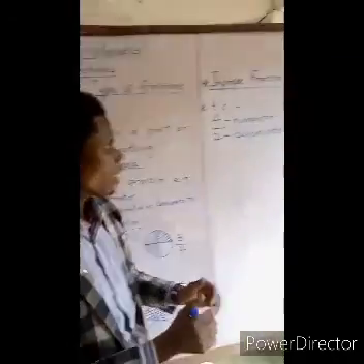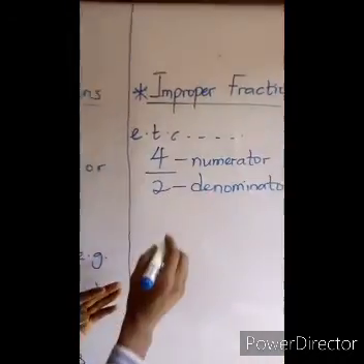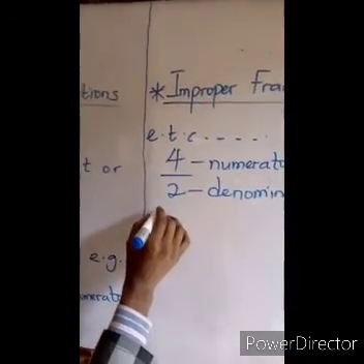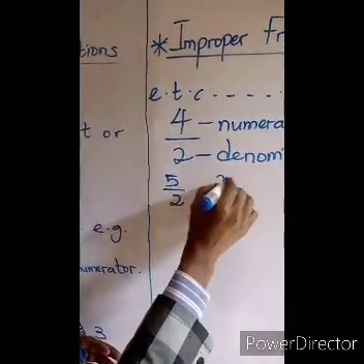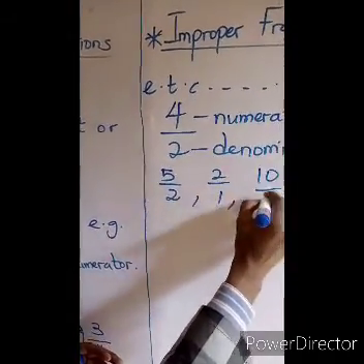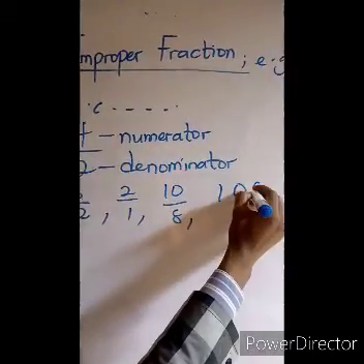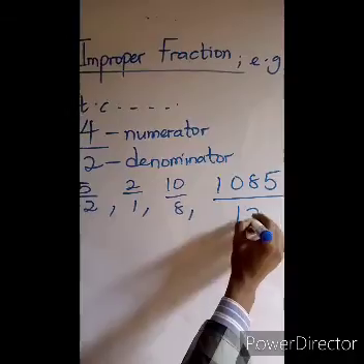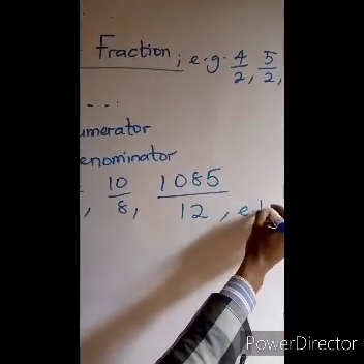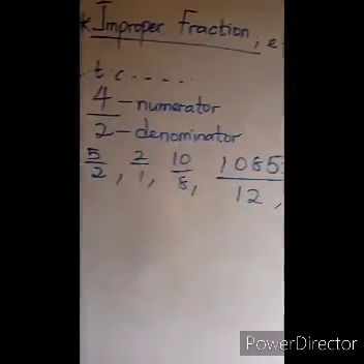All right. Let me tell you more about improper fraction. Then we come to the end of the lesson. We have 5/2 also. We have 2/1, 10/8, 1085/12. These are all improper fractions.